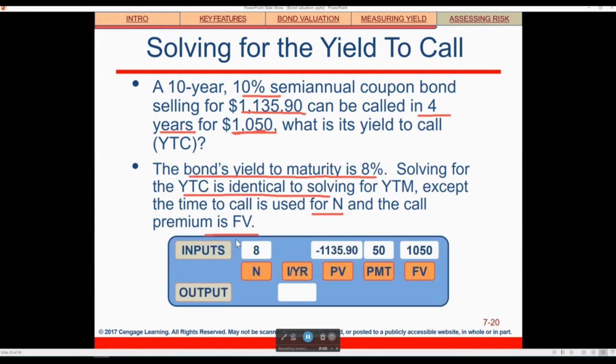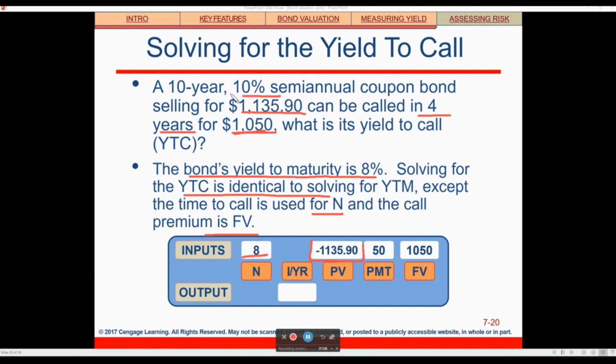So this is what you're going to put in Excel. In this case, you're going to hold the semi-annual bond for 4 years before it's called. So your number of periods here will be 2 times 4, which is equal to 8. You know the price at which you're going to buy it today, which is 1,135.90. The coupon payment will be 50.